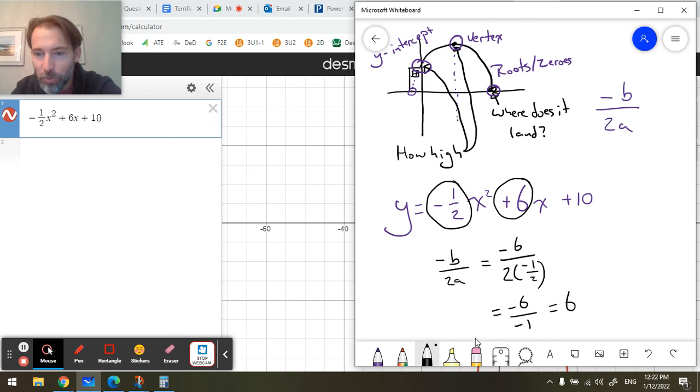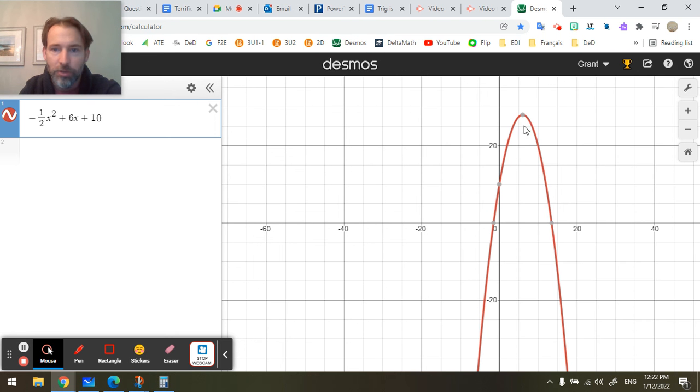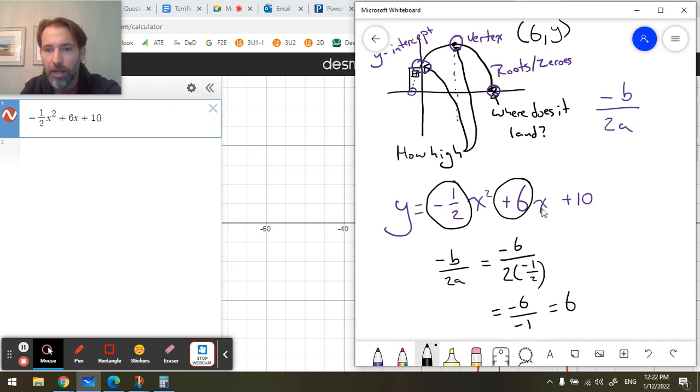Okay, so now what do I know? I know that the x value of this parabola, this vertex, is some point with an x value of 6 and a y value. Let's see if we had that on Desmos. Indeed we do. Look, the x value is 6. How do I find the y value, Mr. Jennings? You plug and chug. You plug it into the formula and chug it.